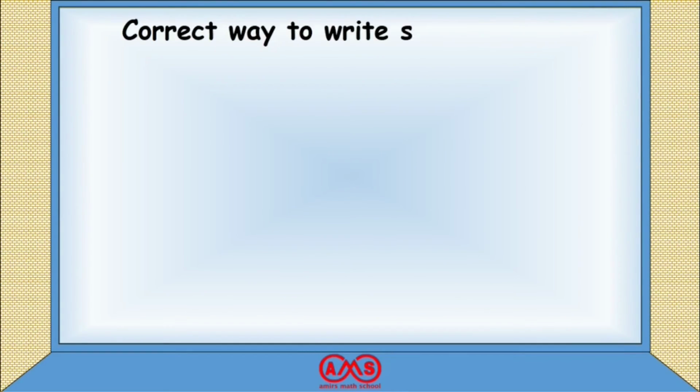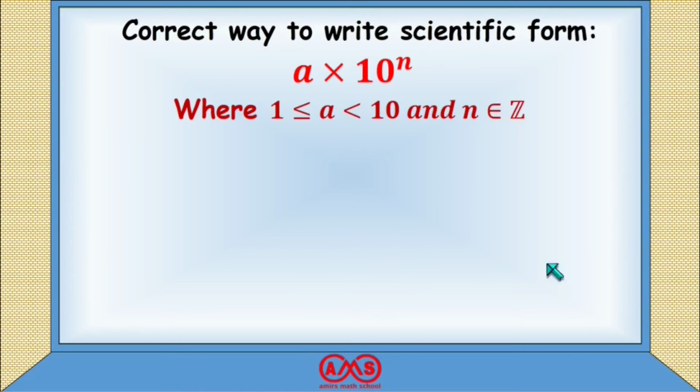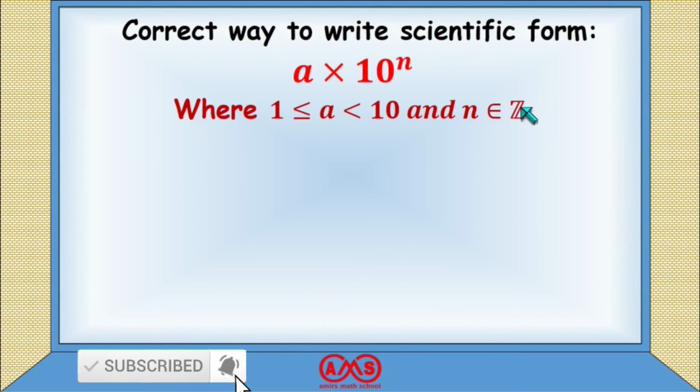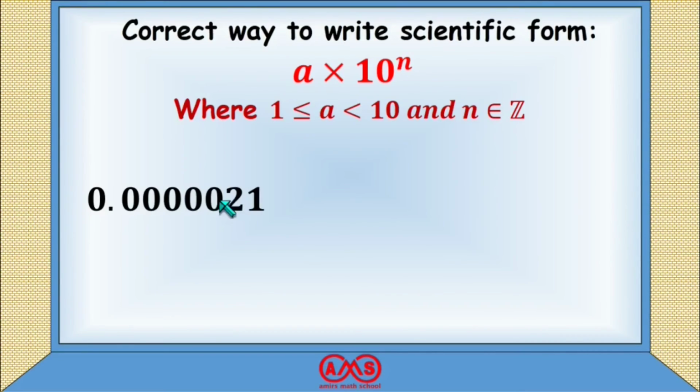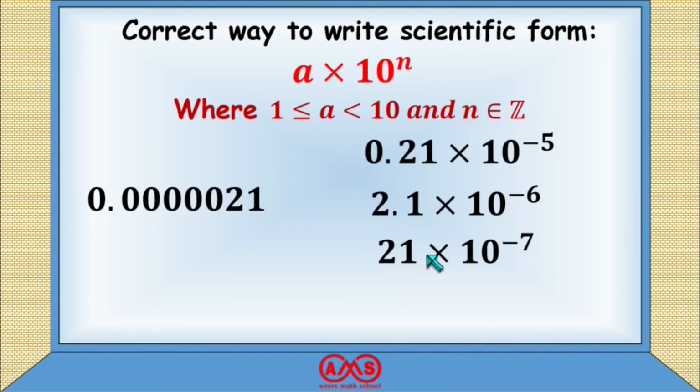Now let's see the correct way to write the scientific form of number, that is the standard form of number, that is A into 10 to the power n, where A is starting from 1, including 1, to less than 10, and this n belongs to the set of integer numbers. So if we want to write a number in scientific form, how can we express the number? Let's see. The first one is 0.21 into 10 to the power minus 5. Second one is 2.1 into 10 to the power minus 6. And third one is 21 into 10 to the power minus 7. That is, we can express this number in these three ways.